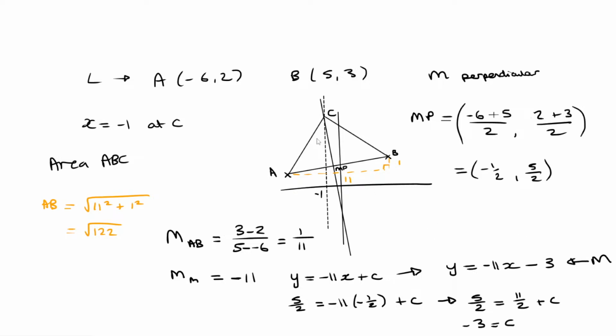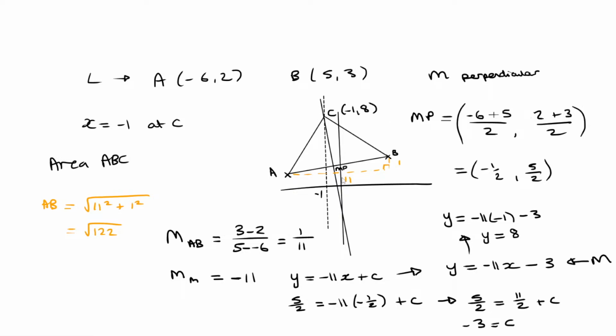Now, I want to know the coordinates of C. So I know x is -1. Sorry, this is not in any kind of order. I'm drawing arrows so you know where I'm going. Okay, so the coordinates of C is -1, 8.